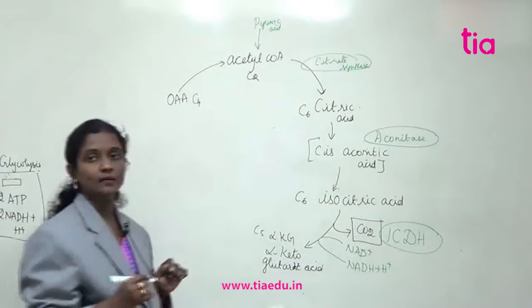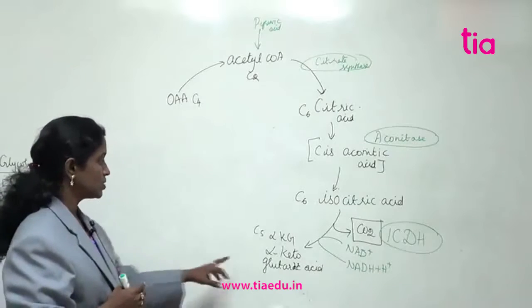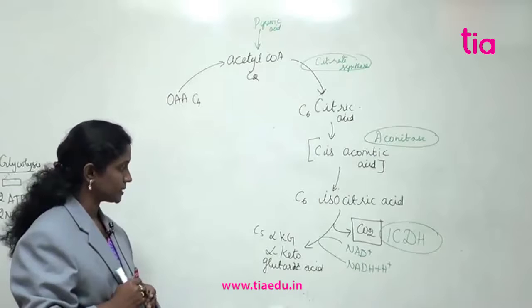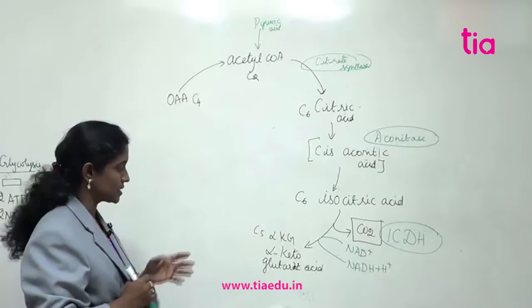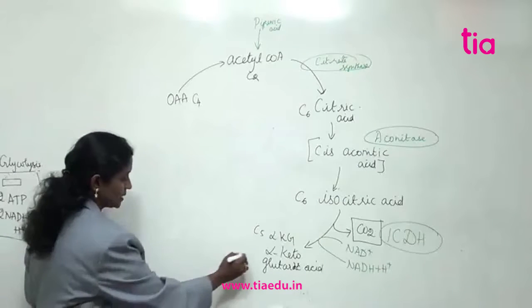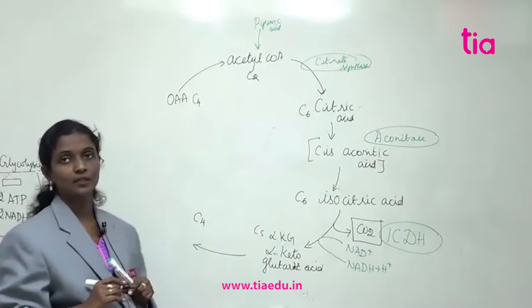Okay, NAD comes in and it becomes NADH plus H plus. You got it? So this is alpha ketoglutaric acid. This alpha ketoglutaric acid is now going to proceed to the next step. It has now become a C5 carbon. From here it has to become a C4 carbon. What will be the C4 carbon?